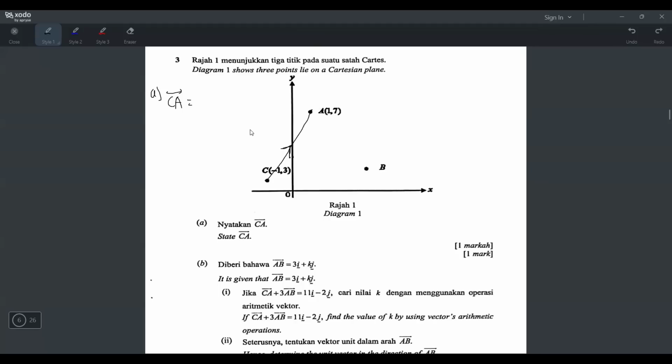Okay, how to find CA? First of all, you need to know something. This is a coordinate vector question. What is a coordinate vector? A coordinate vector means they will use i and j only. They will only use these two alphabets, i and j. So it will look like this, xi plus yj. What is the difference between a coordinate vector and a normal vector? A normal vector can be any direction, and you can use any alphabet from A to Z. But for a coordinate vector, you can use only two vectors, which are i and j. Only these two alphabets.